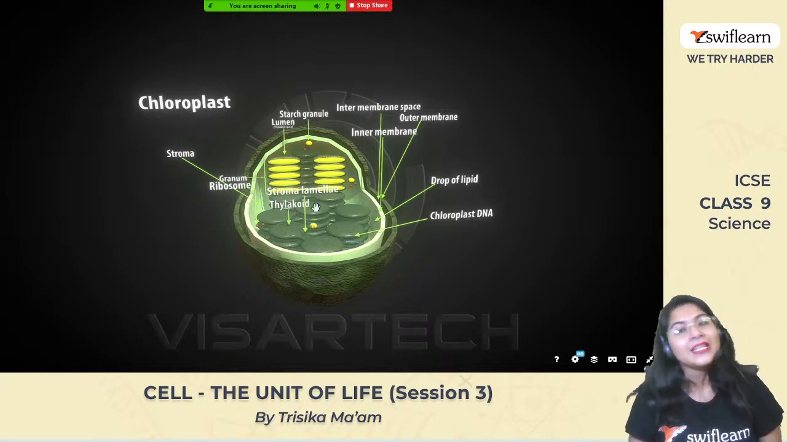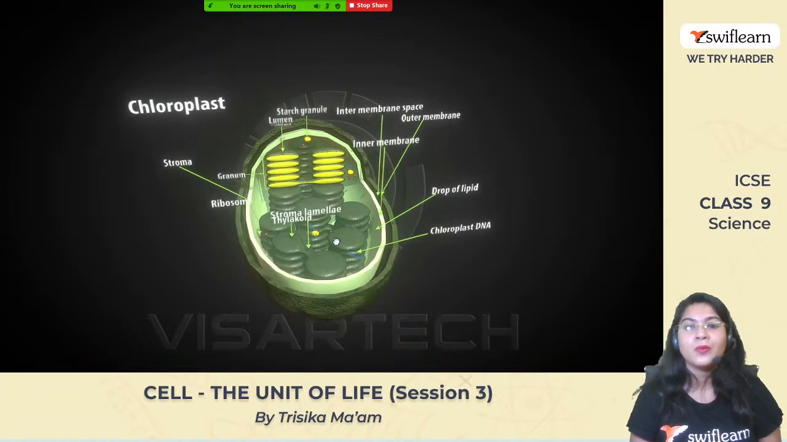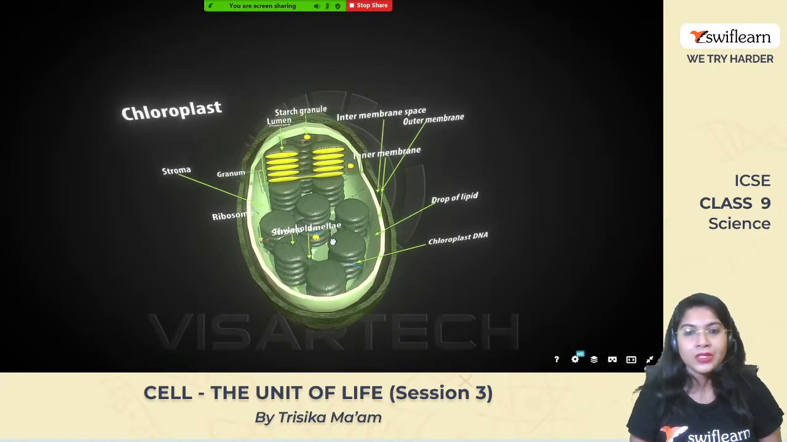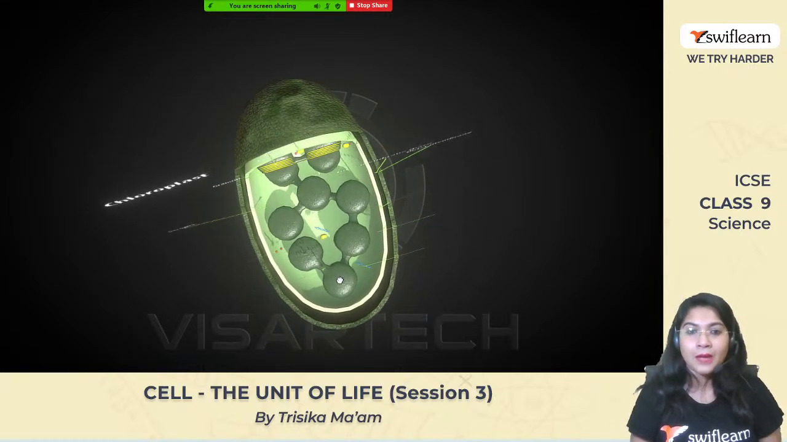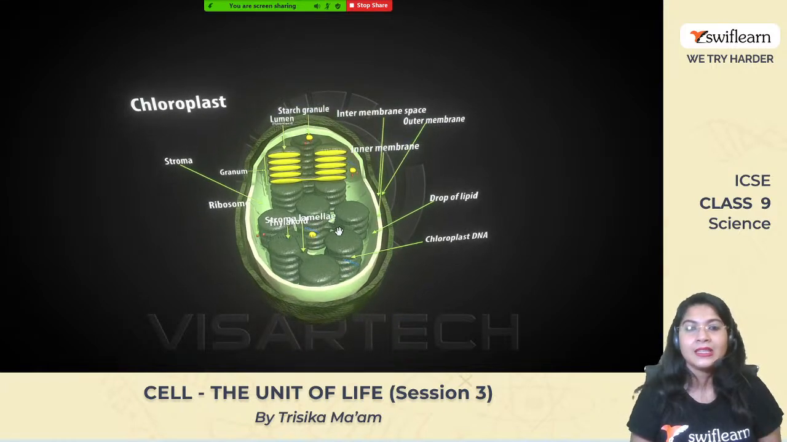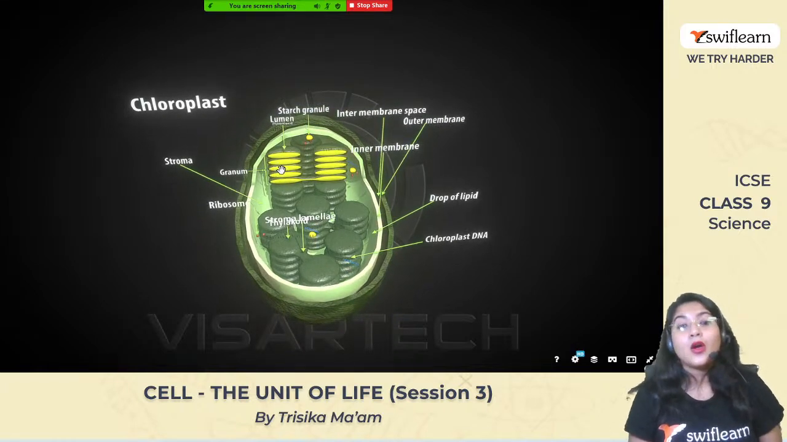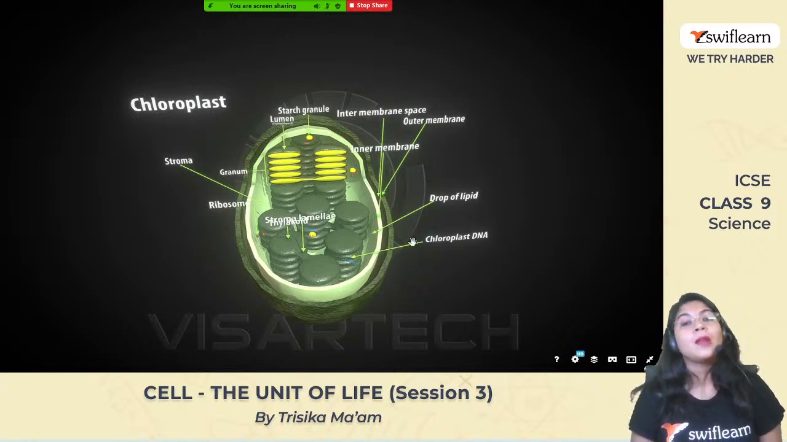Other than this, definitely they will have their own drops of lipids, ribosomes, DNA and so on within this chloroplast. If you see from upside, you will see this view of the chloroplast, and if you see sidewise, you will see it like this. Clear? Now the lumen is shown over here as the yellow colored part present within this granum. So this is all about the structure of the chloroplast.